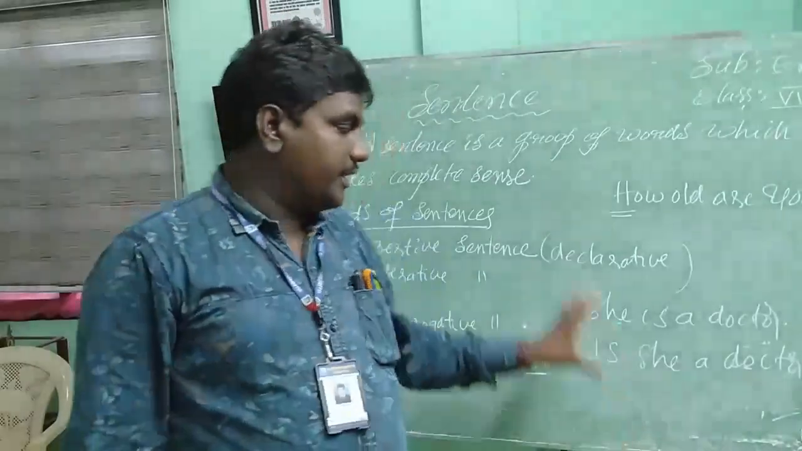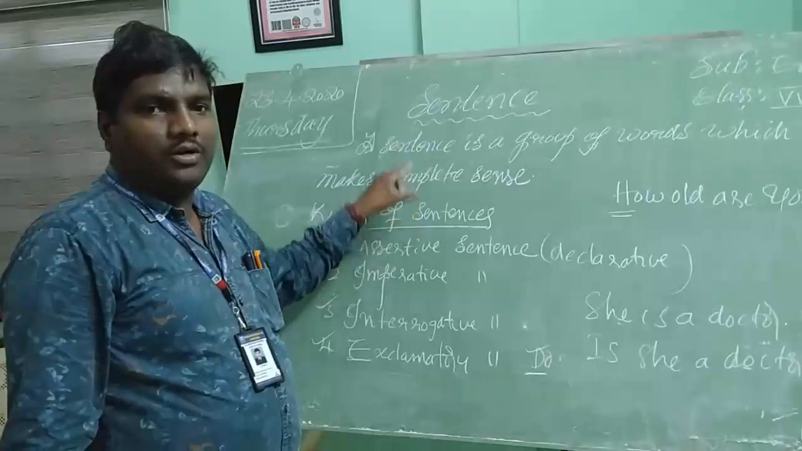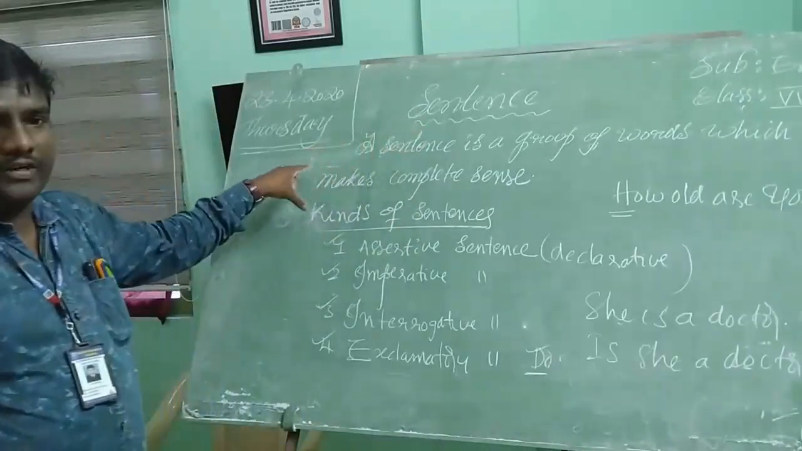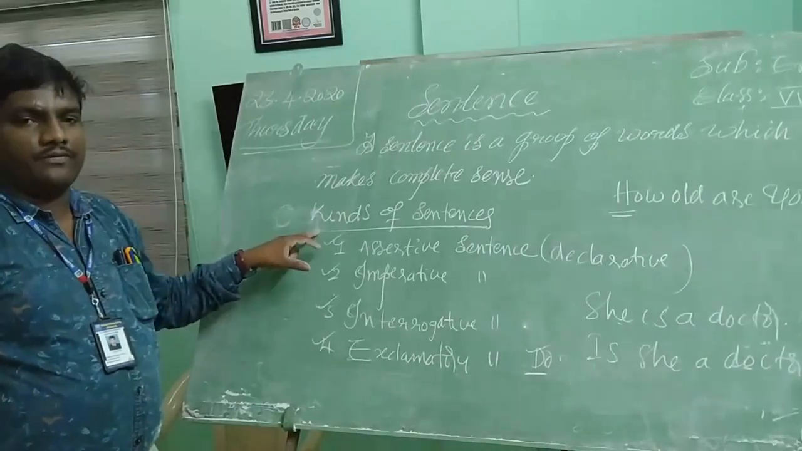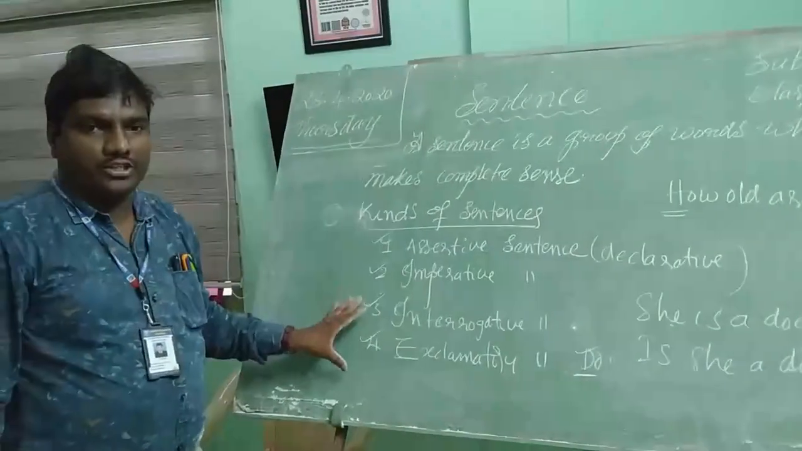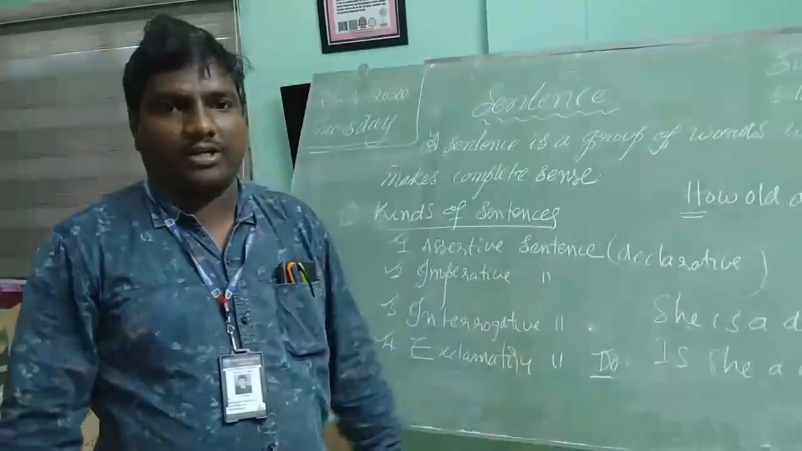In this way, the sentence can be divided into four types. We have learned what a sentence is, what the definition of a sentence is, what the types of sentences are, how we can frame the types of sentences, and what the features of sentences are. This is about the sentence. I think you might have understood.